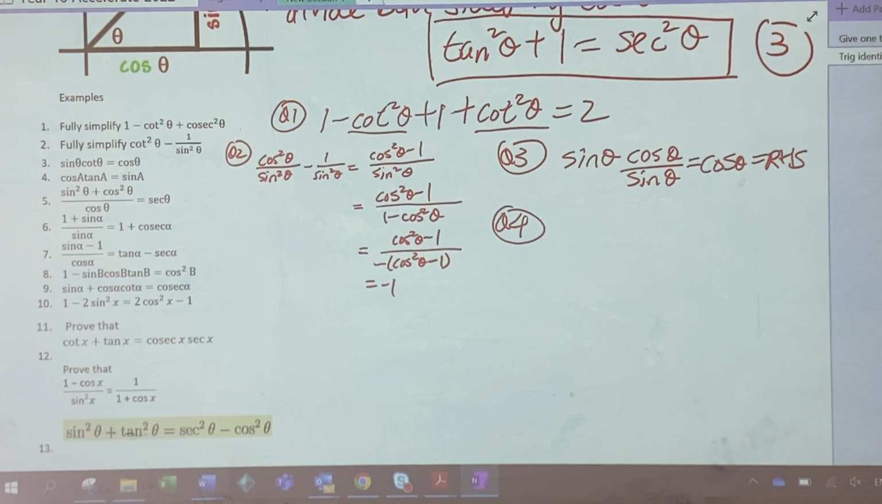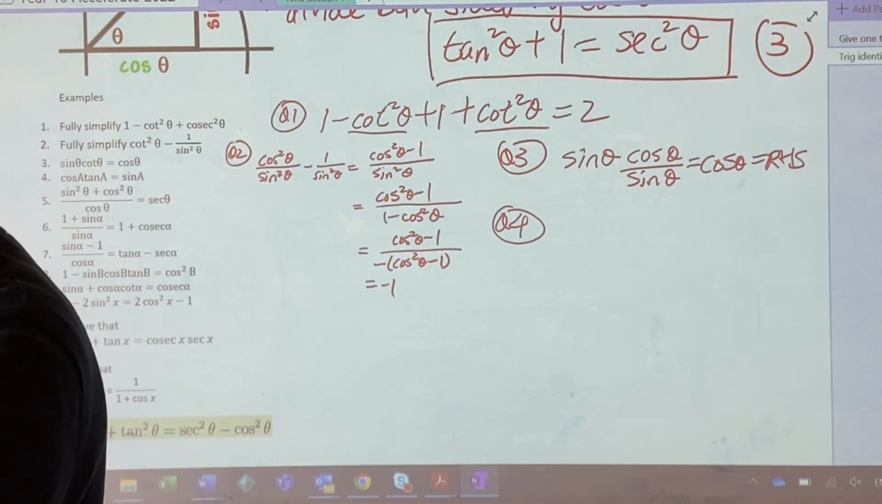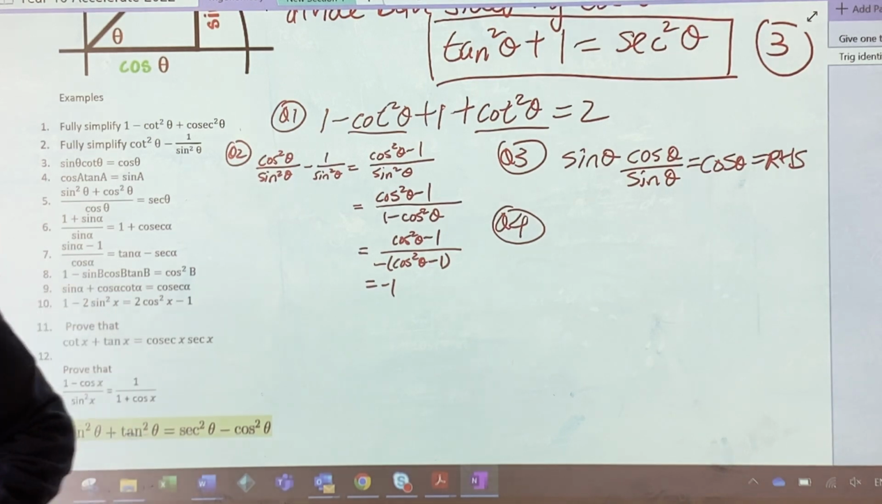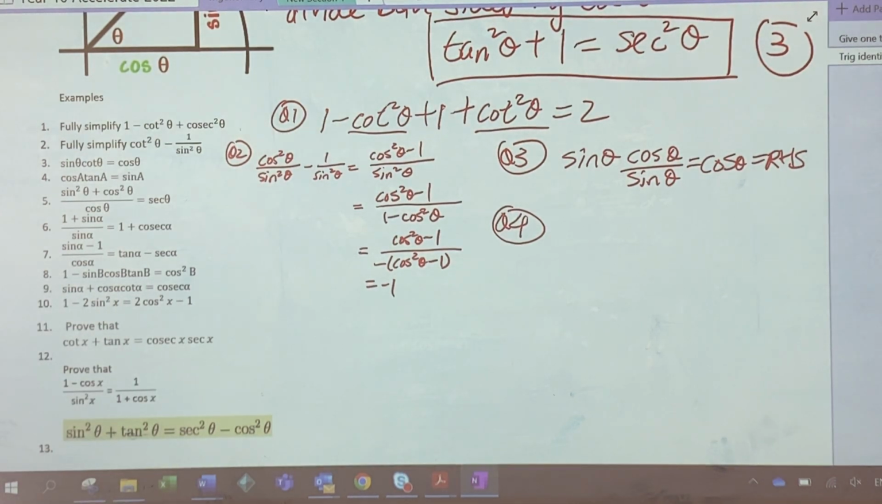Alrighty, let's have a look at question 4. Question 4 is almost the same as the previous question, just one more practice.